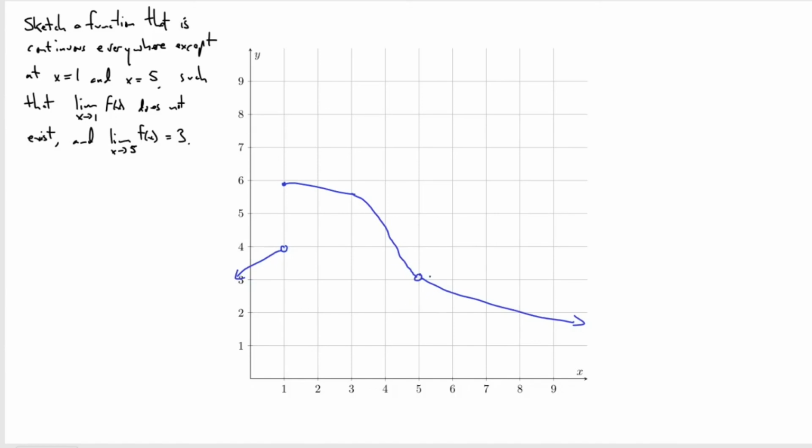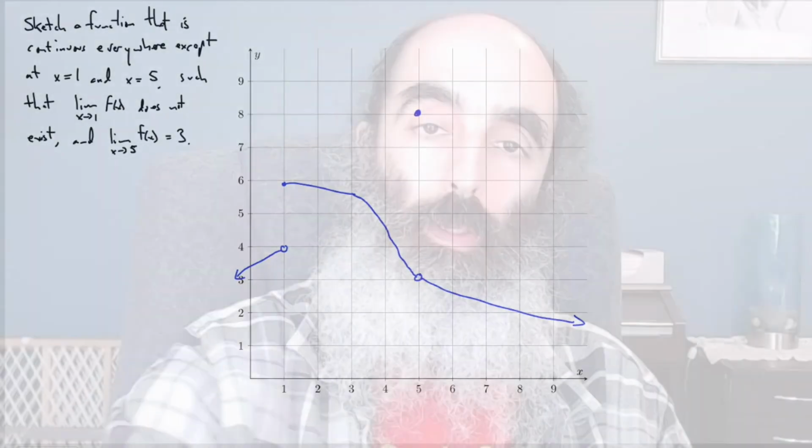We need the function to be defined, but not have the same value here. So let's just put it, let's say, up there. And now I did it. Here's a function. It's continuous everywhere except at x equals 1 and x equals 5. The limit as x approaches 1 doesn't exist, and the limit as x approaches 5 is equal to 3. And of course, there are infinitely many other graphs of different functions that you could have sketched that would also have satisfied these properties.